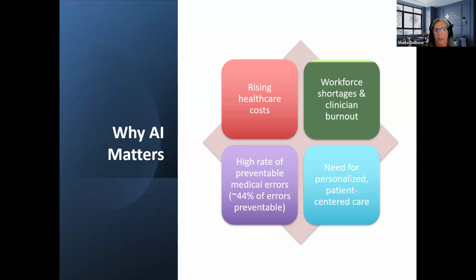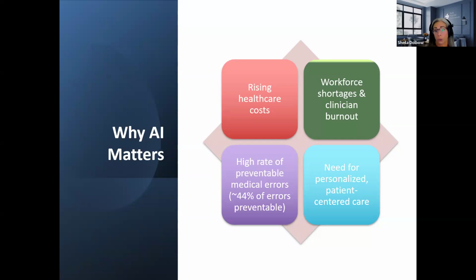First of all, why does AI matter? When we look at healthcare in general, we have rising costs associated with healthcare. And ideally, we're always looking for options that help either reduce workload, make things more efficient, and things like that, which can ultimately reduce the cost of healthcare that we provide.